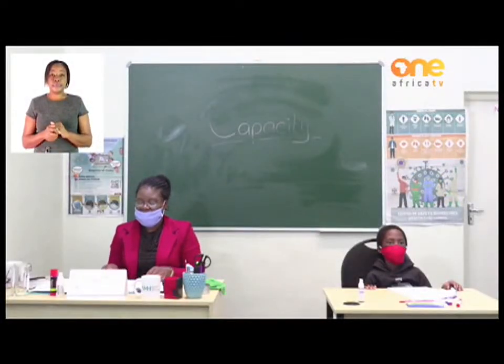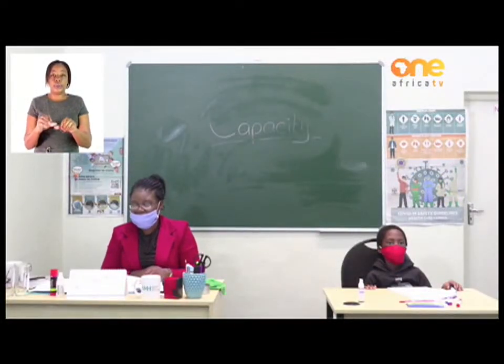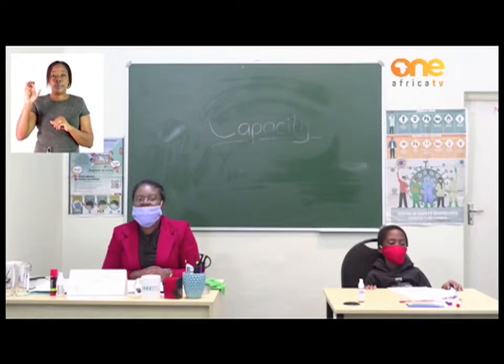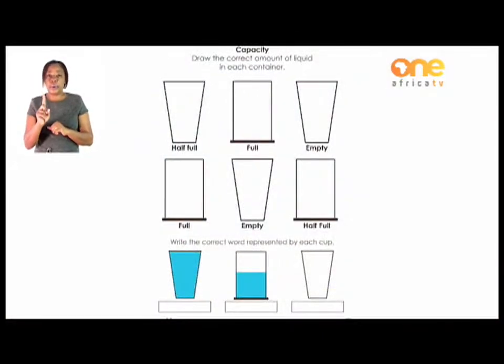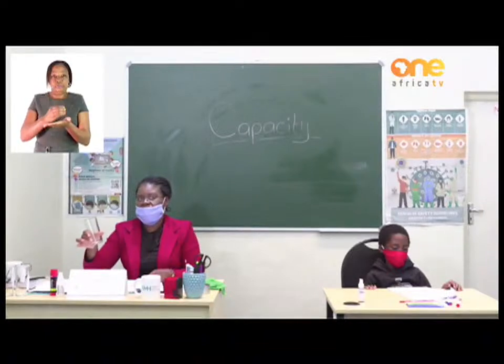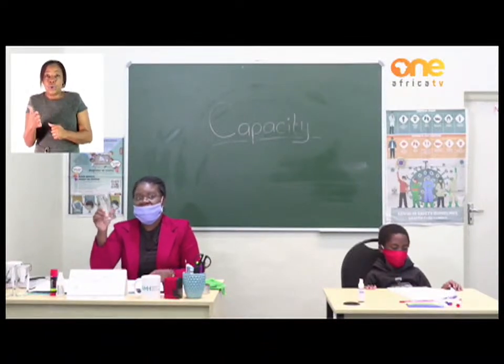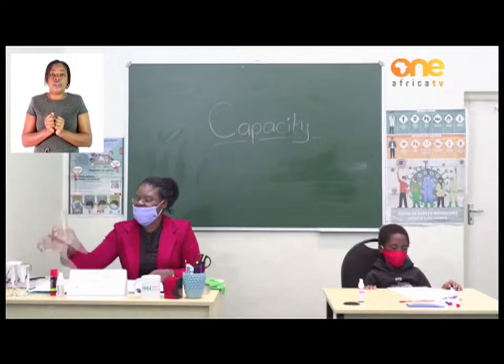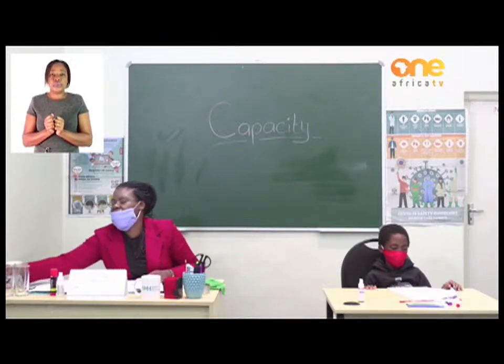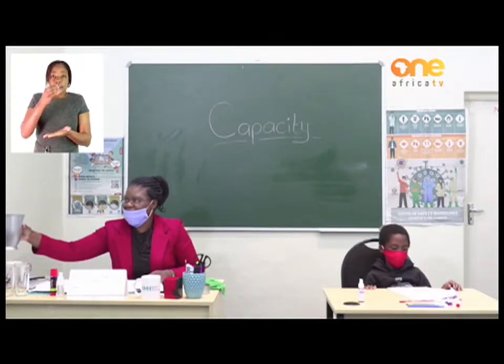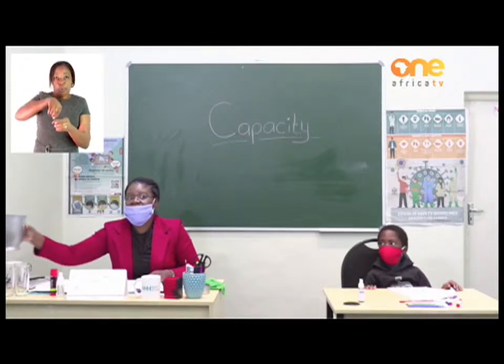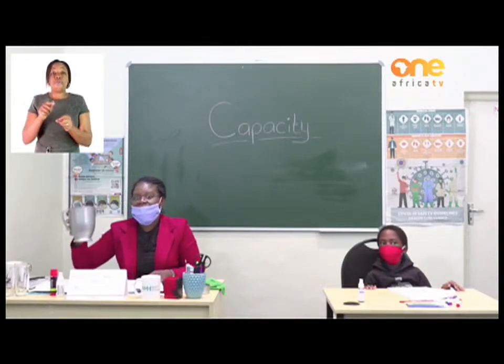We are going to learn about capacity on page 5. Now, what is capacity? Capacity is the amount of space that a container can hold. For example, the capacity of this glass is the amount of water or liquid that I pour in this glass. If I pour the water or liquid in this jug to make it full, that is the capacity that this jug can hold.